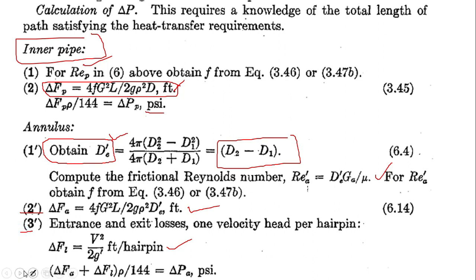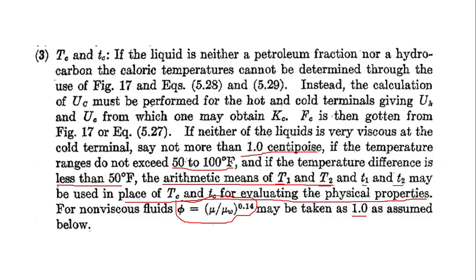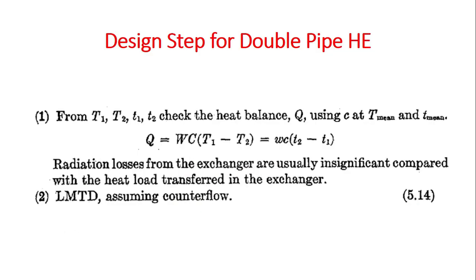And after that, for the annulus side, you will have to add both of the pressure losses, and to convert it into PSI, you will have to multiply it with this correction or conversion parameter, and ultimately you will have the pressure drop in the annulus region in PSI. This is all about the design steps for the double pipe heat exchanger.